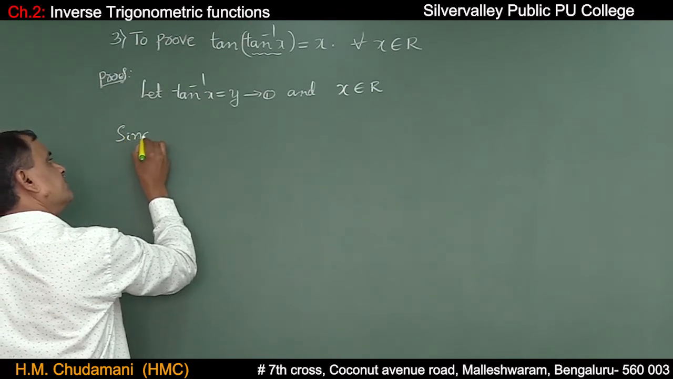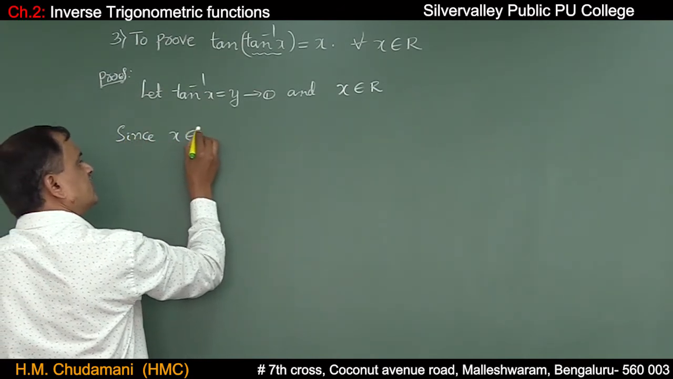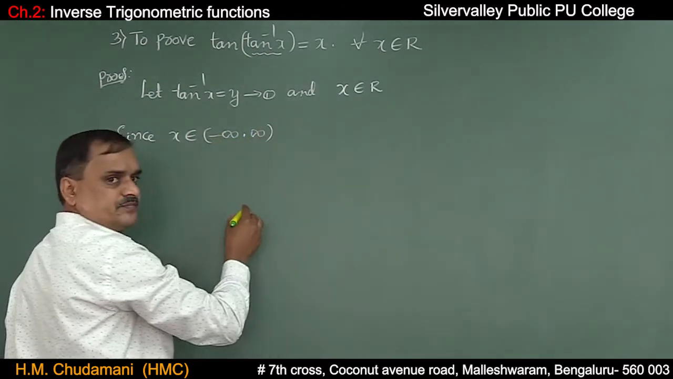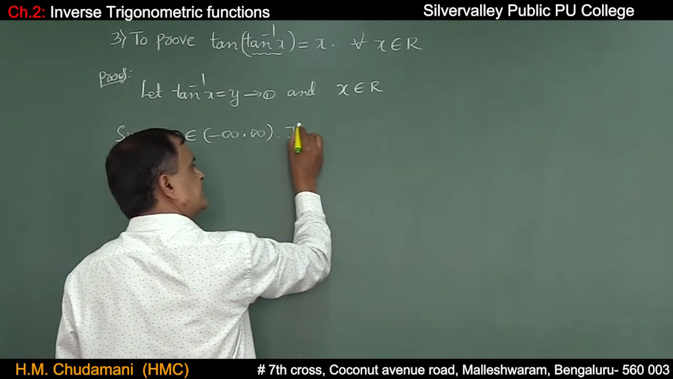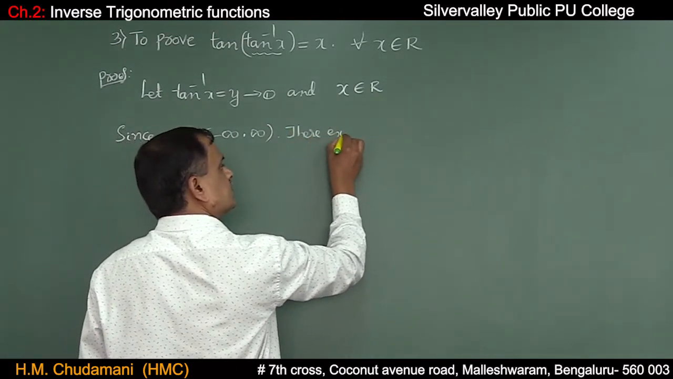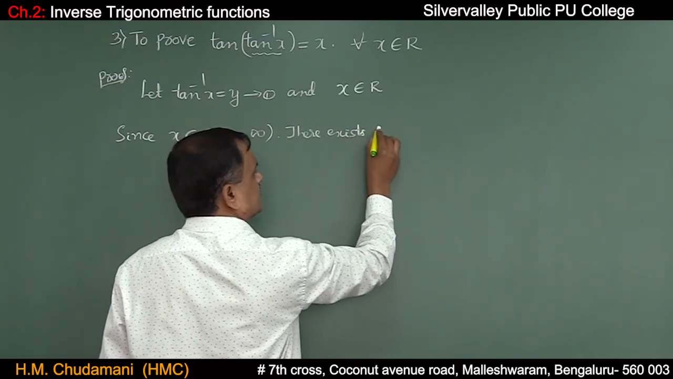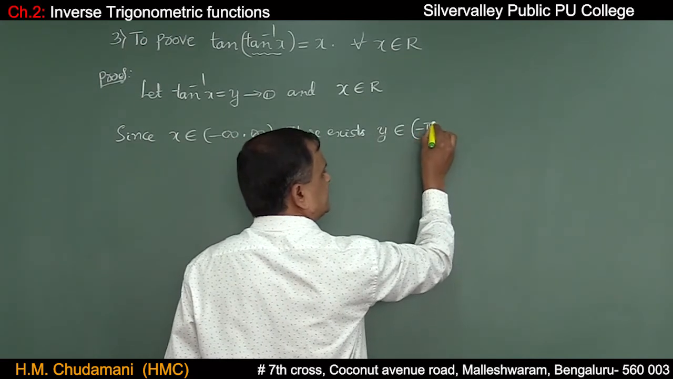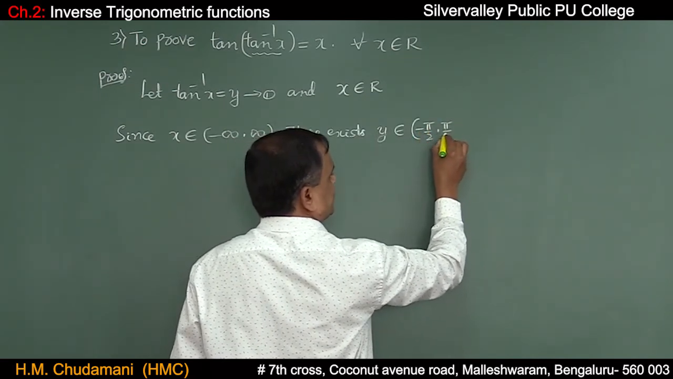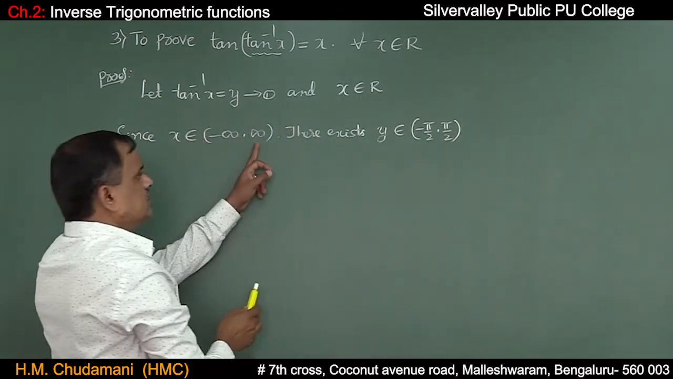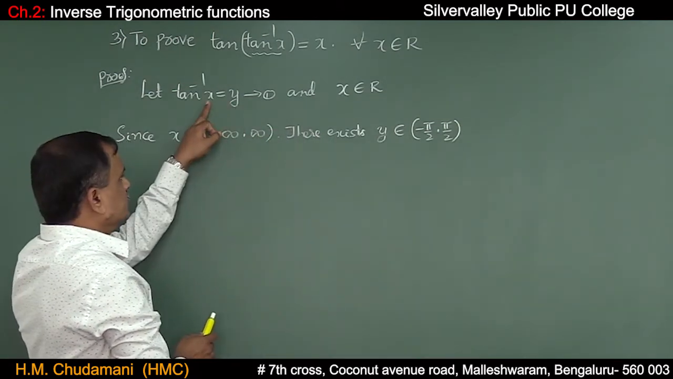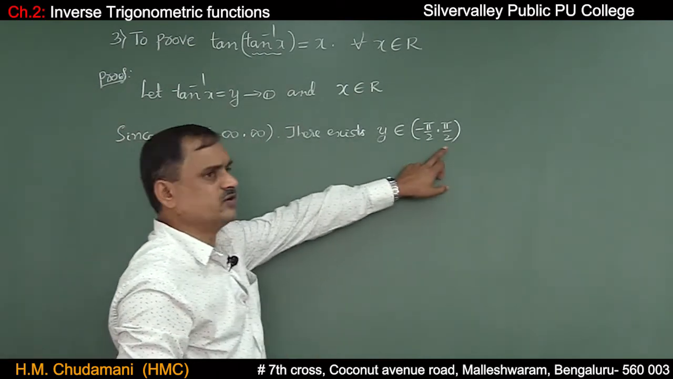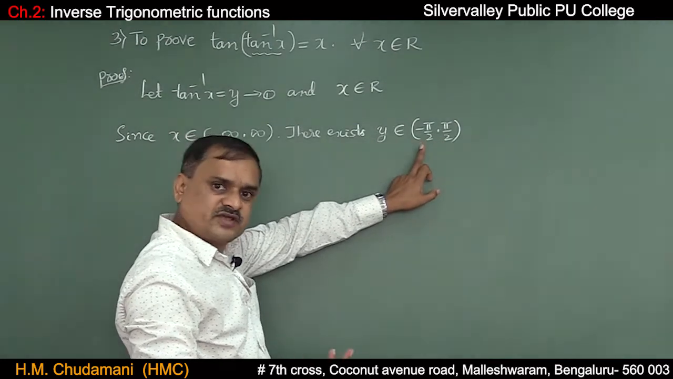Since x belongs to the real numbers, that means minus infinity comma plus infinity, there exists y belongs to minus pi by 2 comma plus pi by 2. y is equal to tan inverse x; in place of x, infinity means tan inverse infinity is pi by 2, and tan inverse minus infinity is minus pi by 2.